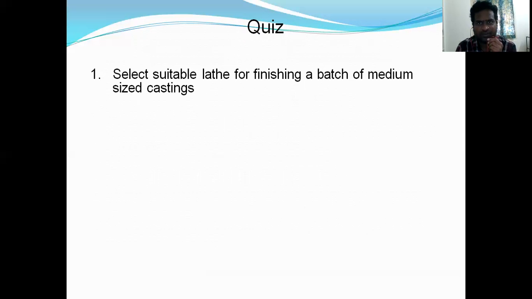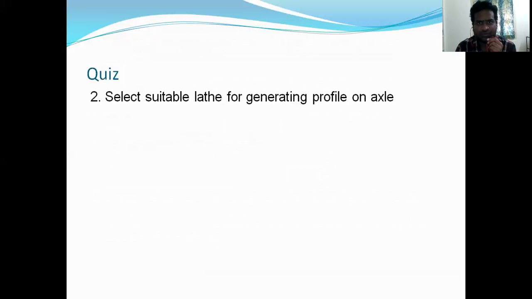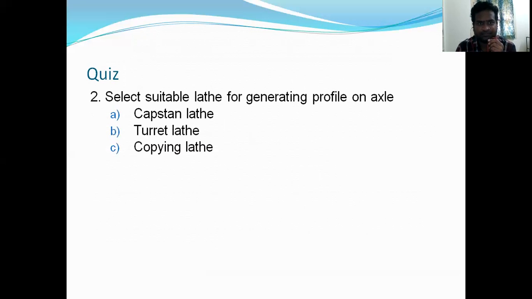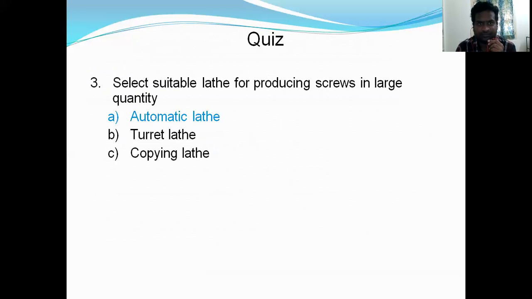Select a suitable lathe for finishing a batch of medium-sized castings: capstan lathe, turret lathe, copying lathe. Here medium size means we are going to the turret lathe, right? Select a suitable lathe for generating profile. Profile means we are going to the copying lathe. Select a suitable lathe for producing screws in large quantity. Quantity means mass production, and mass production means automatic lathe, right?